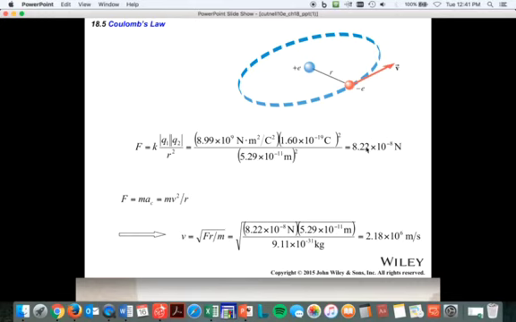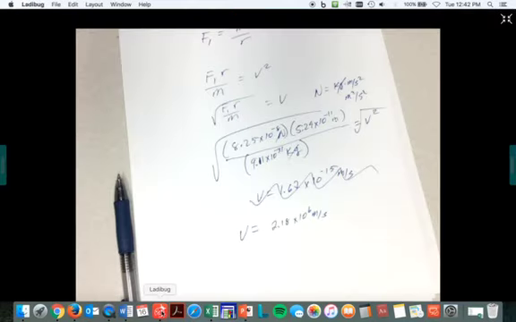So this is right. We got this. This is right. This is right. All my numbers right. It comes out to be 2.18 times 10 to the 6th, like 2 million meters per second. I thought it was really fast. That's flying around there. So I'll show you where I fix that.